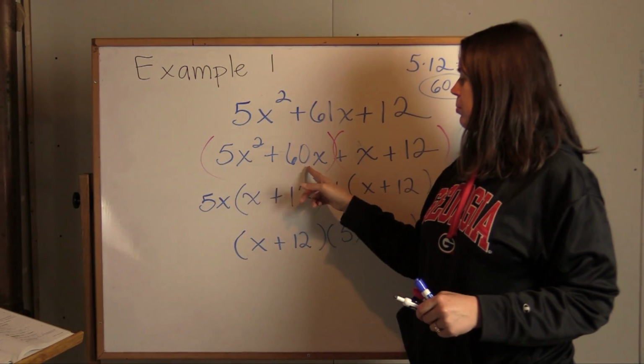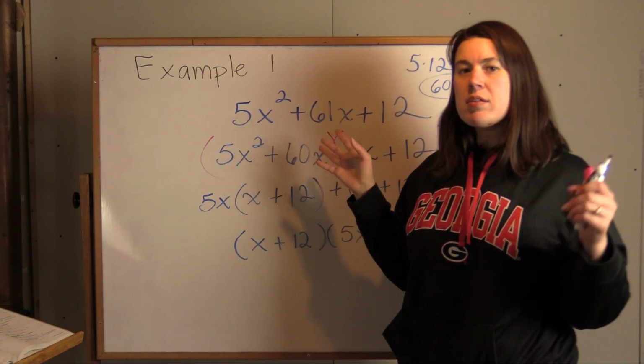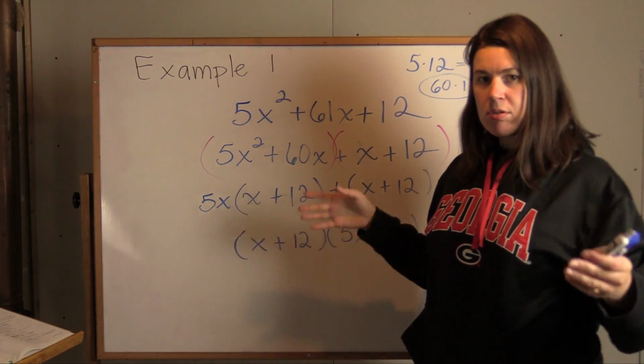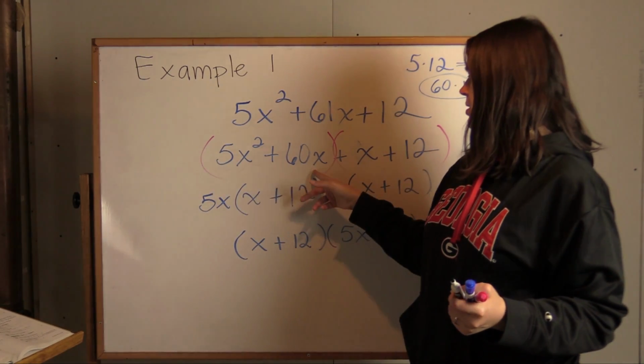So 5x squared plus 60x plus 1x plus 12. From there, divide it into the first 2 terms and the second 2 terms. So in the first one, I have 5x squared plus 60x.